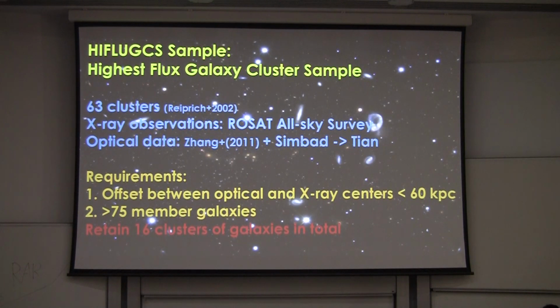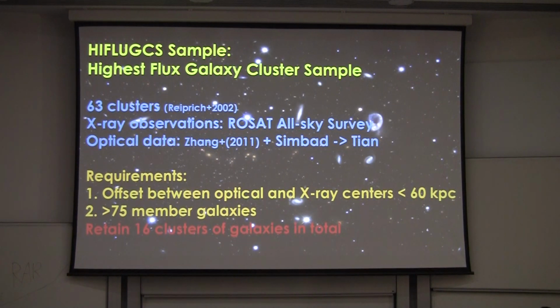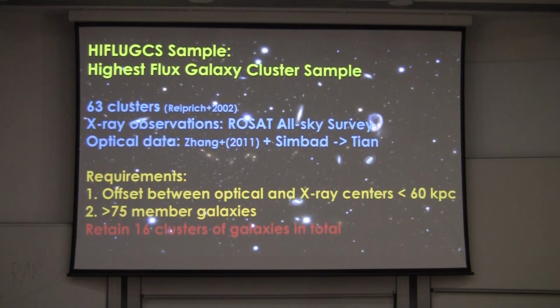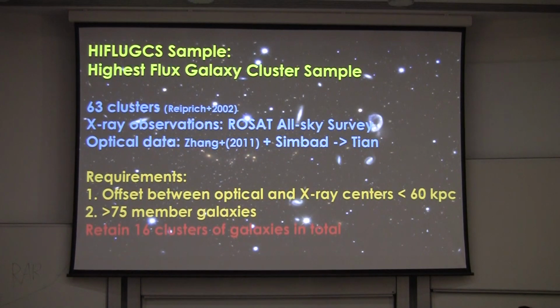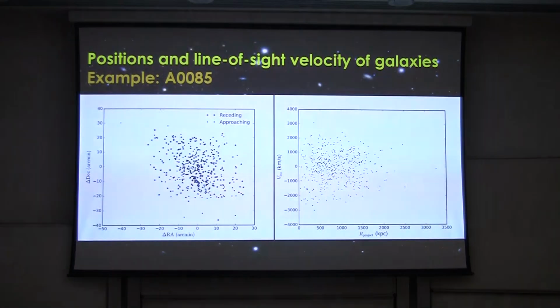symmetric. Because we want to produce statistics, for each bin we want at least 25 galaxies, to form a statistically meaningful bin. So we require at least 3 bins, and then we have to have at least 75 member galaxies. Then we can measure the galaxy profile. We are not trying to measure just the mass, but the total mass profiles, which would provide stronger constraints. Eventually we have 16, which is much smaller, but we want better data, better results. So 16 galaxy clusters.